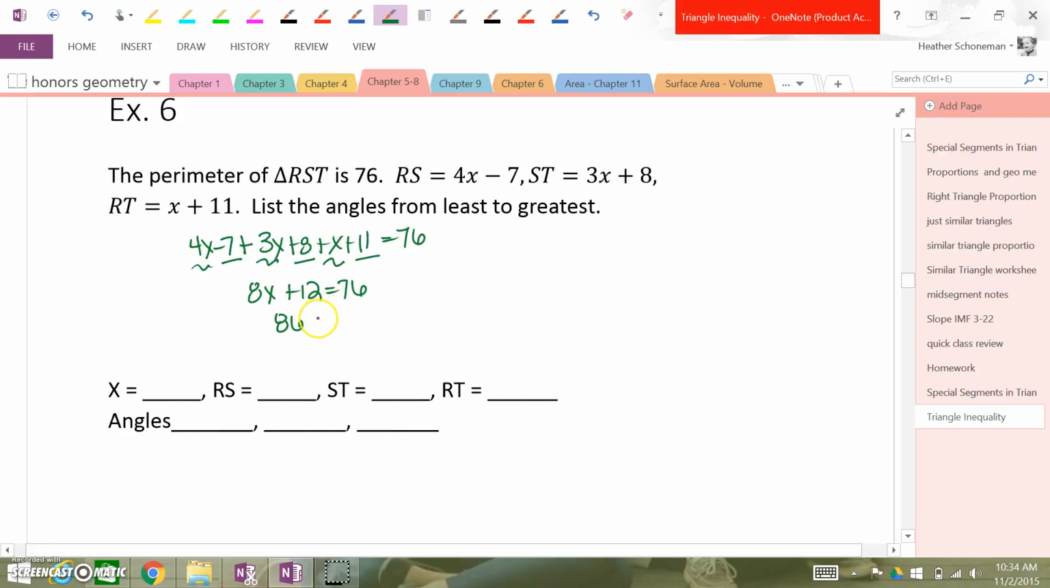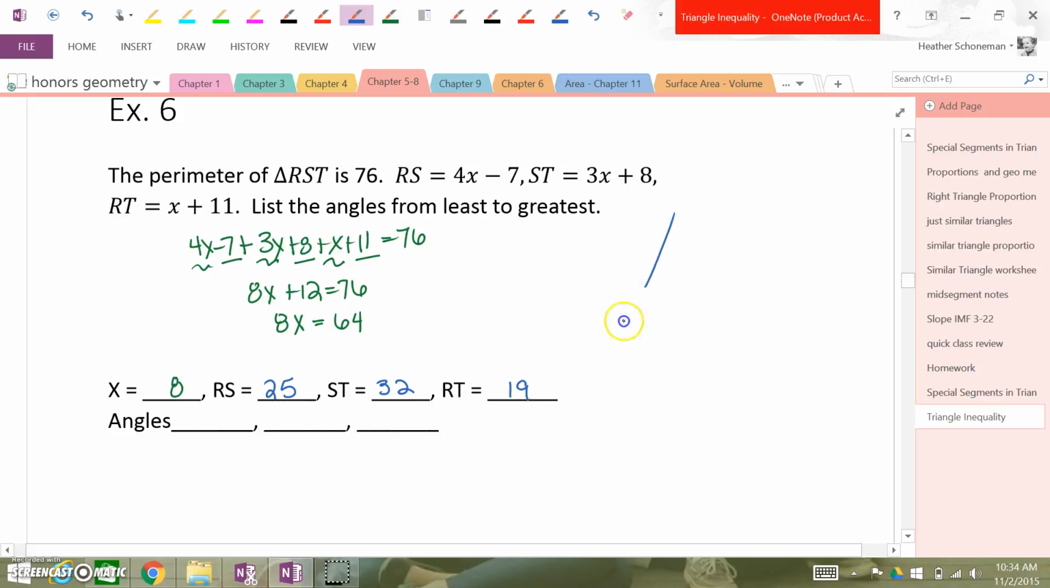So we subtract 12. That would be 8x equals 64, so x is 8. Now that we know x is 8, we can find the length of each segment. So RS would be 4 times 8 minus 7, which would be 25. ST would be 3 times 8 plus 8, which would be 32. And lastly, we have 8 plus 11, which would be 19.